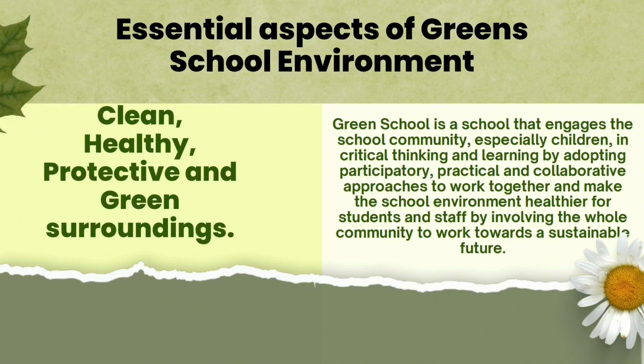Next, essential aspects of a green school environment. So we have here clean, healthy, protective, and green surroundings. This is one of the aspects of a green school environment. Central to the green school ethos are the elements and practices that promote environmental sustainability and sensitivity through various means. This includes advocating for judicious resource utilization, maintaining clean and green surroundings, and fostering the physical, mental, and emotional well-being of students. A green school ensures a safe and healthy learning environment, free from hazards and conducive to learning.